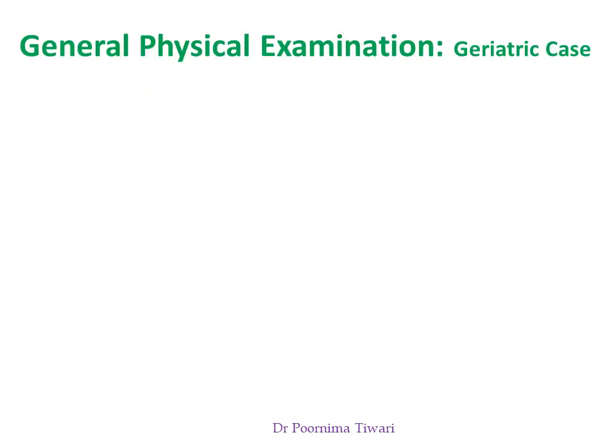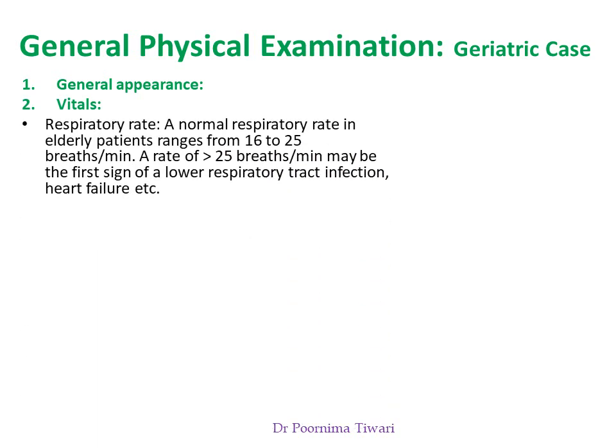The general physical examination is to be carried out as it is carried out in any case, even on the pure clinical side. We will here discuss the special things that you will look for in a geriatric case. So general appearance you will mention, then the vitals. The respiratory rate is normally a little higher in the elderly, so the cutoff range is agreed on to be 24 breaths per minute.